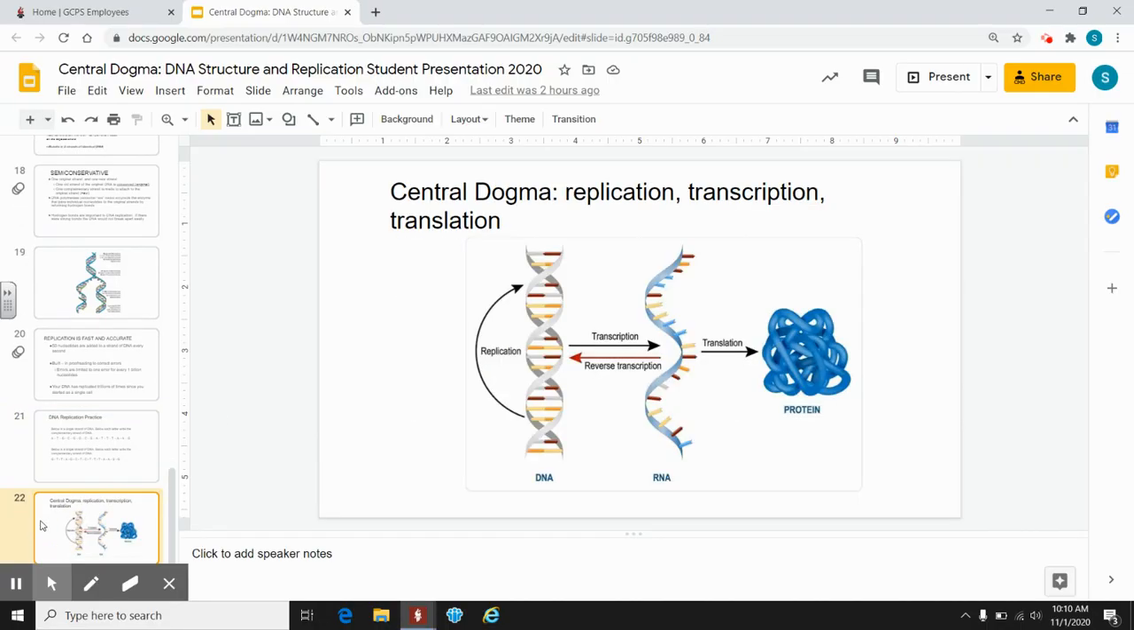The last slide is just telling you where we've been and where we're going. So remember central dogma: replication, transcription, and translation. And today we talked about structure and replication.